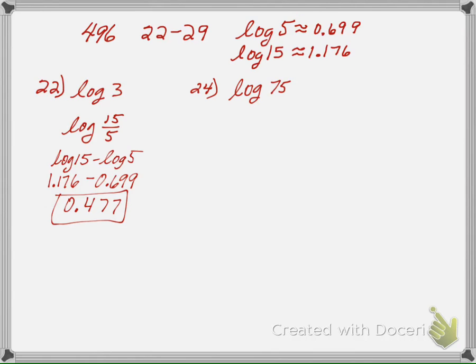75? Okay, so what can you do with 5s and 15s to get a 75? You can multiply, right? So that's the same thing as saying 5 times 15. So what would you do to expand? You add them, yeah. We use the product rule. And so now we add the numbers.